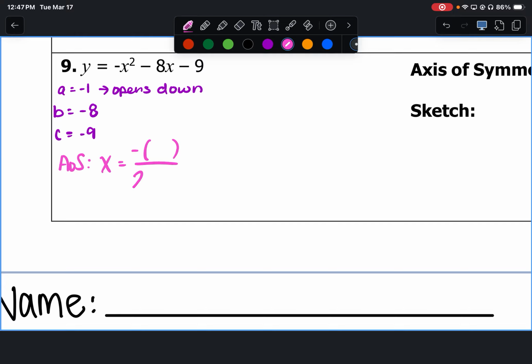If you get a number you feel like is too big, check the way it's typed into your calculator. Then check your negatives.